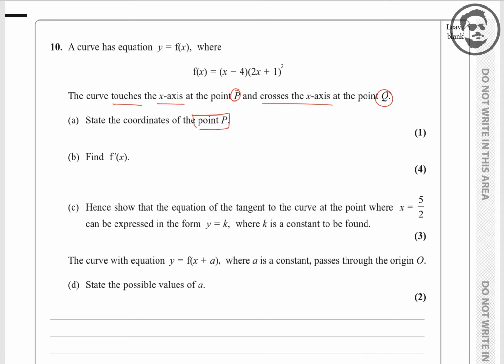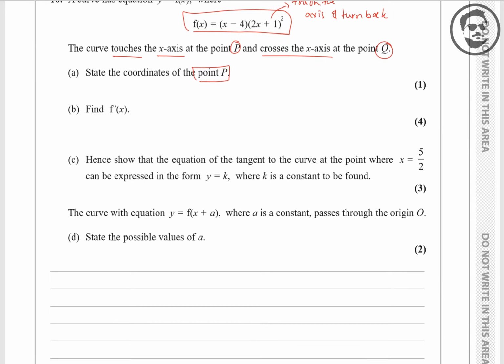So we can see that f of x is a cubic equation, and this expression (2x plus 1) has a whole square in it. So this coordinate will actually touch the axis and turn back. So the coordinates of P will be where 2x plus 1 equals 0. At the x-axis y equals 0, so 2x plus 1 equals 0, so x equals minus half and the y coordinate equals 0, so the coordinate of P is (minus half, 0).